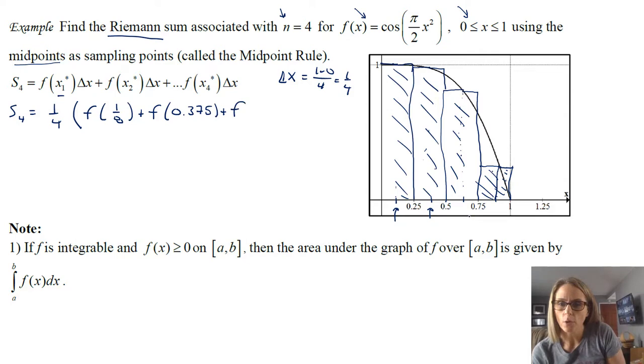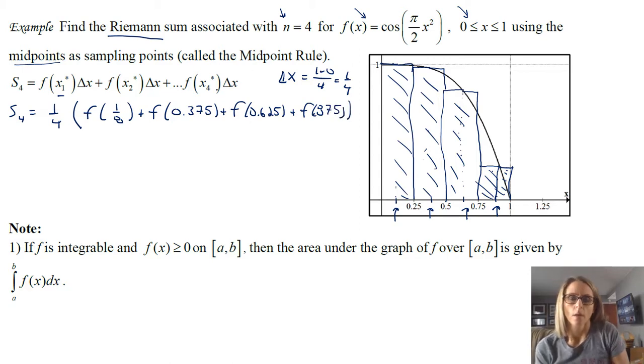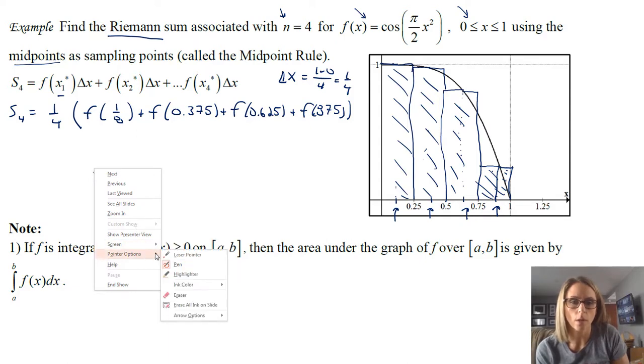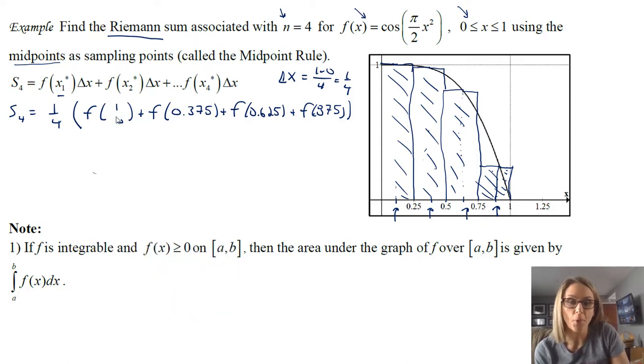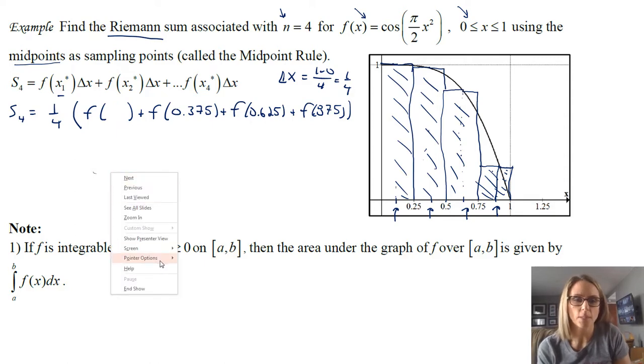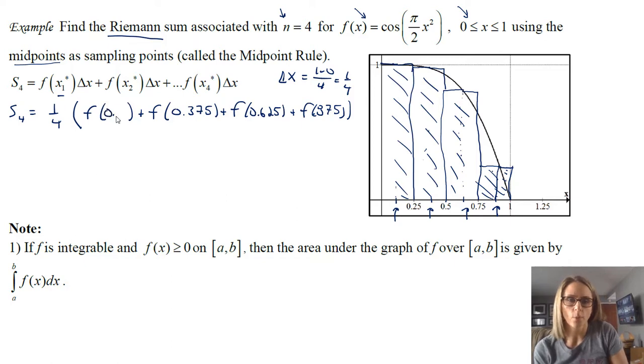And then my third rectangle is halfway between 0.5 and 0.75. So that's 0.625. And then the height of the last rectangle is halfway between 0.75 and 1, and that's going to be 0.875. Okay, and I don't know if you really want to see the first one, if you want them all to be the same, if that drives you crazy, which sometimes, for some people, it does. So this is 0.125, so just half of 0.25.